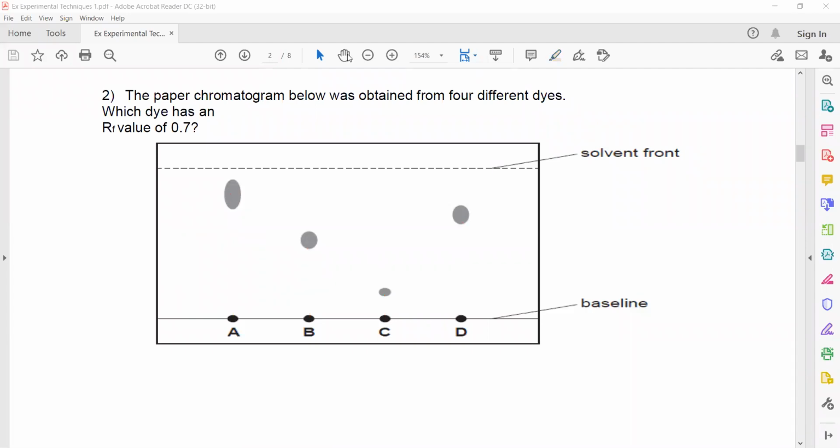Whenever we are measuring the distance of the spot, from where do we measure? From the origin till the center of the spot, we measure this distance. From the origin till the center of the spot. Not to the bottom, not to the top, till the center.